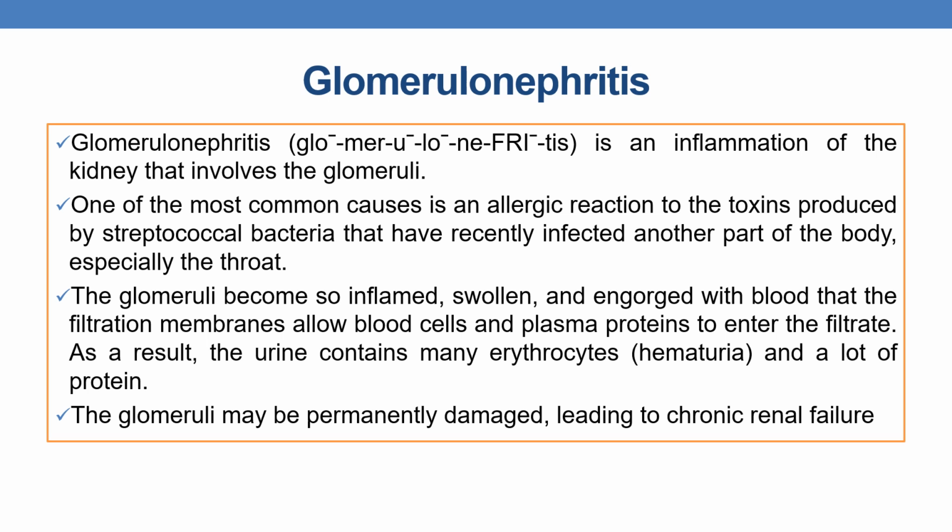And in glomerulonephritis, the glomeruli become so inflamed, swollen, and engorged with blood that the filtration membranes allow blood cells and plasma proteins to enter the filtrate. As a result, the urine contains many erythrocytes, which causes hematuria, and a lot of protein, which causes proteinuria. And the glomeruli may be permanently damaged, leading to chronic renal failure.